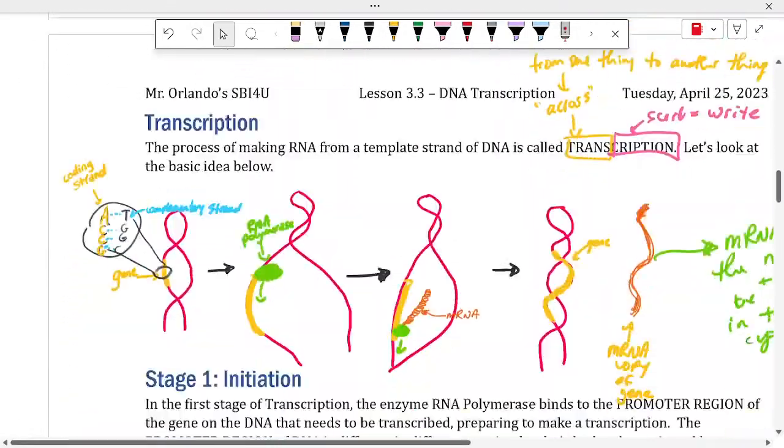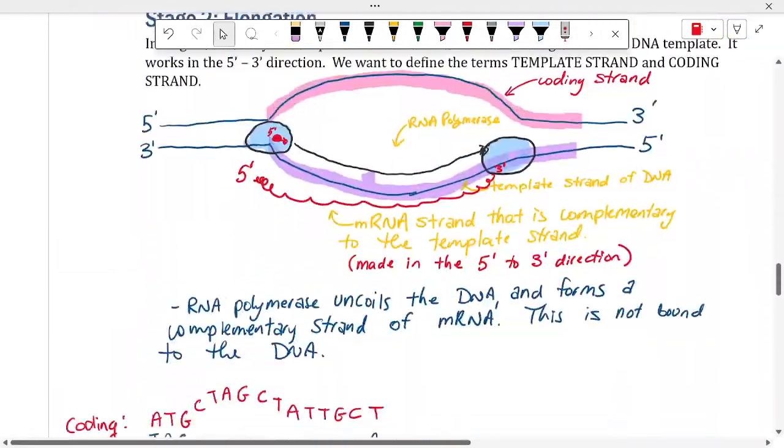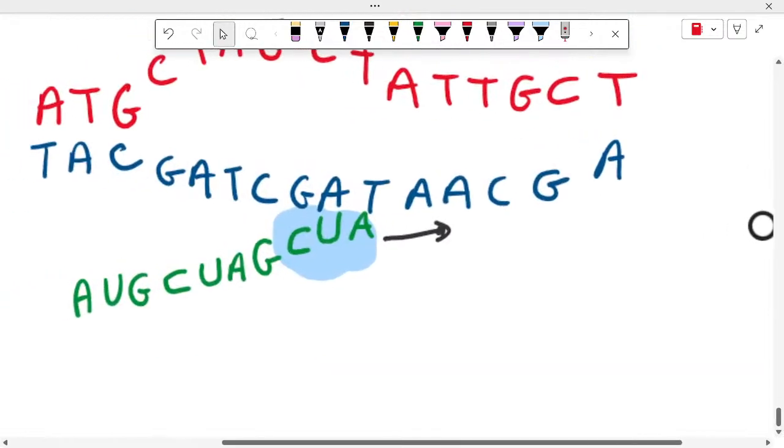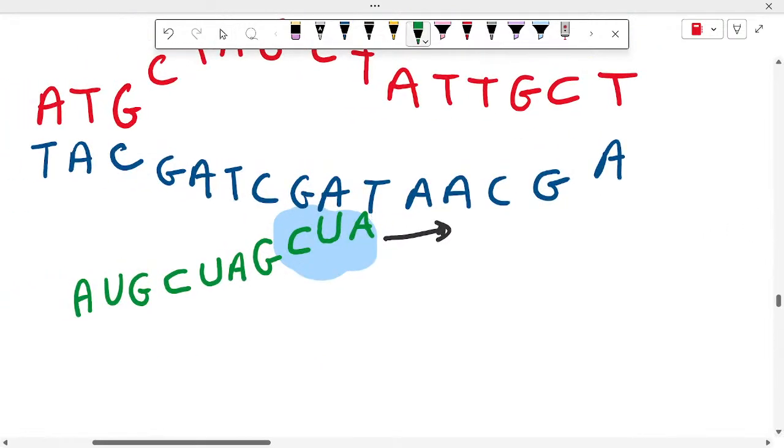Because it's complementary, right? So just like DNA is complementary, A and T are always together. But now the other thing you have to know is that A and T are always together, but that also means that A and U are always together. And then G and C are together, C and G are together, T and A are together, A and U are together, G and C, C and G, A and U, T and A.